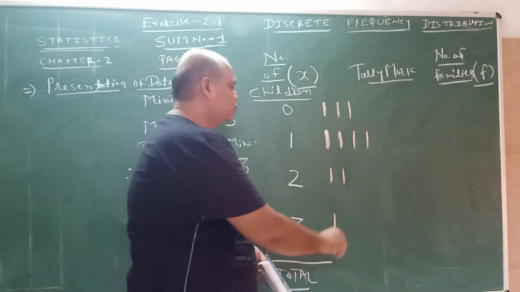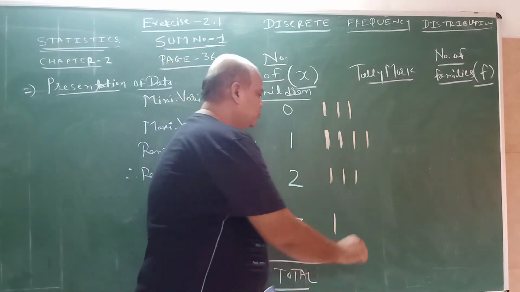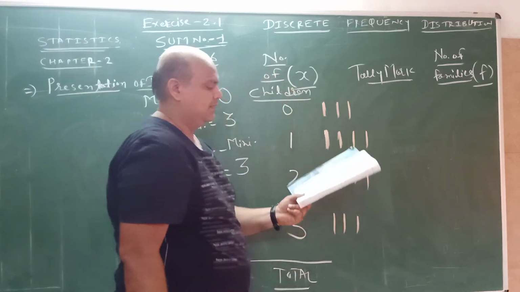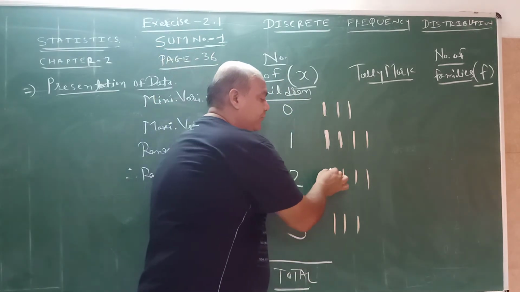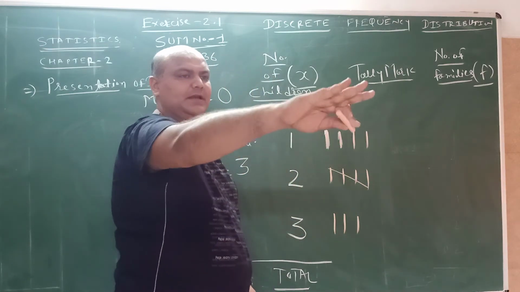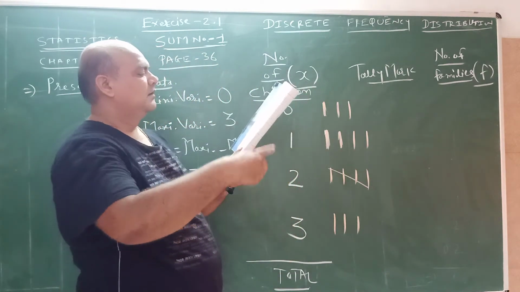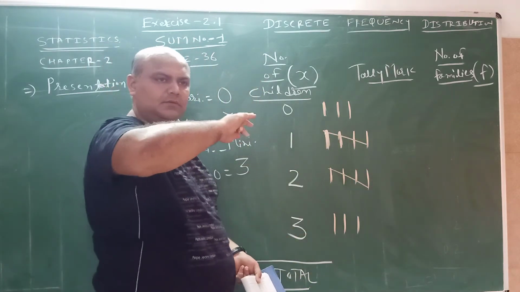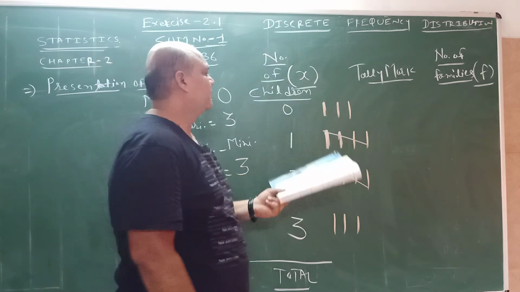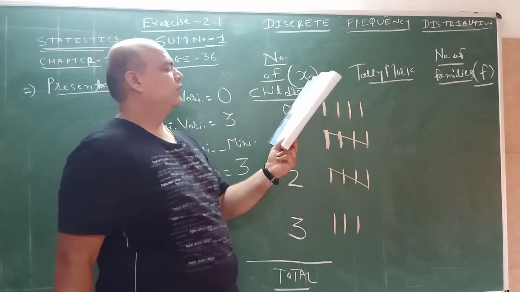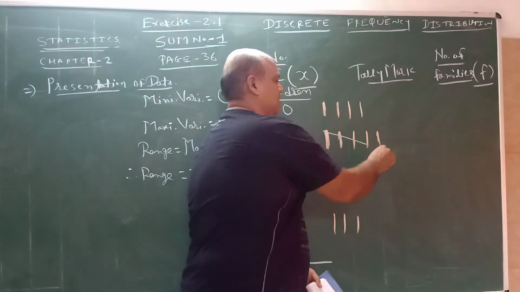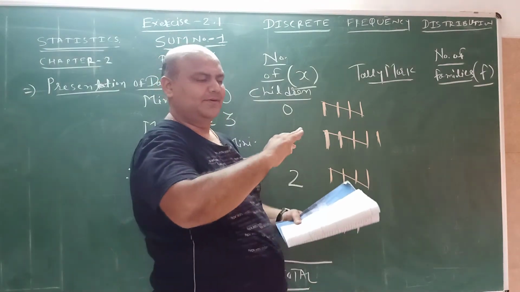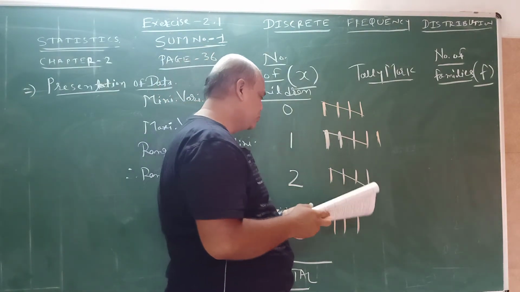Third column: 2, again 2, 3, again 3, then 2. Fifth mark is there, cross tally mark. Fourth column: 1, fifth mark, cross tally mark, 0, 1, 0, fifth tally mark, cross tally mark, then 2.